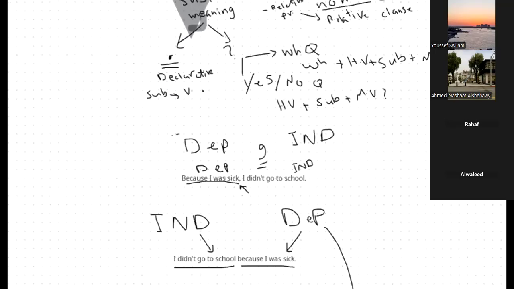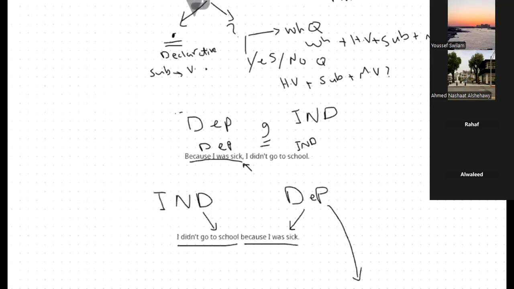So what will happen if the dependent comes first? If the dependent comes first, then before the independent you put a comma between them. Let's look at the example. Because I was sick, dependent. Can I stop like that? No. Why? Because it doesn't have meaning. I have to complete it. I didn't go to school. Yes, independent. So dependent, independent, between them a comma, as you can see here.